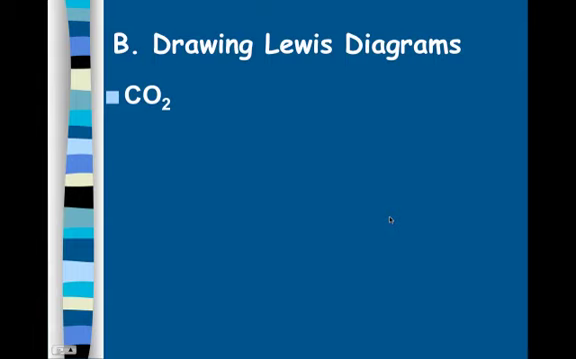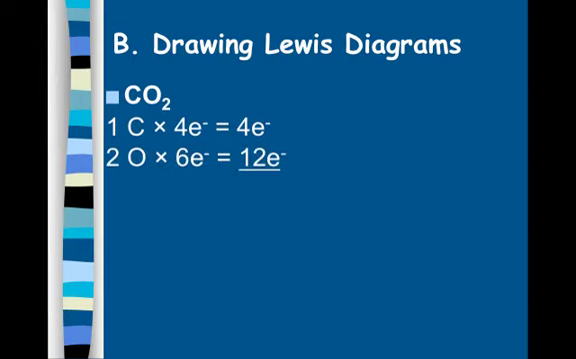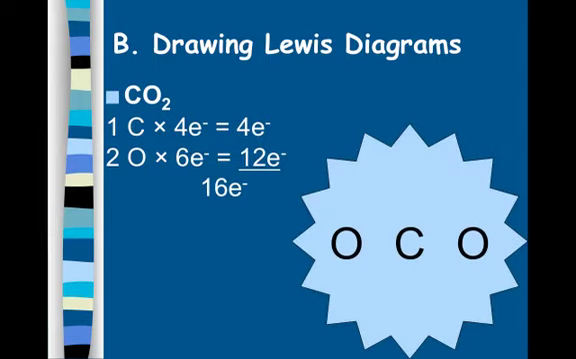Carbon dioxide, CO2. Remember, carbon is in group 14, so it has 4 valence electrons. We have 2 oxygen atoms. Oxygen is in group 16, so we have 6 valence electrons for a total of 12. We add those valence electrons up. We end up with 16 valence electrons. All right. We arrange our atoms with the singular atom being in the center, and we're going to bond those 2 atoms. So we've got 1, 2, 3, 4. So we have 12 left.